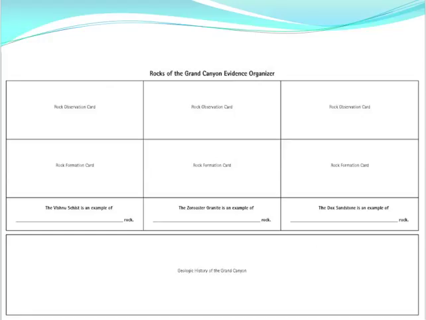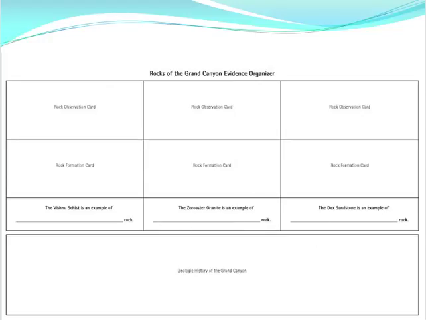So to do that, we're going to use this evidence organizer, and if you look here, you can see it's kind of tiny, but it says rock observation card, and then this says rock observation card, and then this final one here again says the same thing. And the second row, it says rock formation card, rock formation card, rock formation card, and then finally it says the Vishnu schist is an example of blank rock, the Zoroaster granite is an example of blank rock, and the Dox sandstone is an example of blank rock.